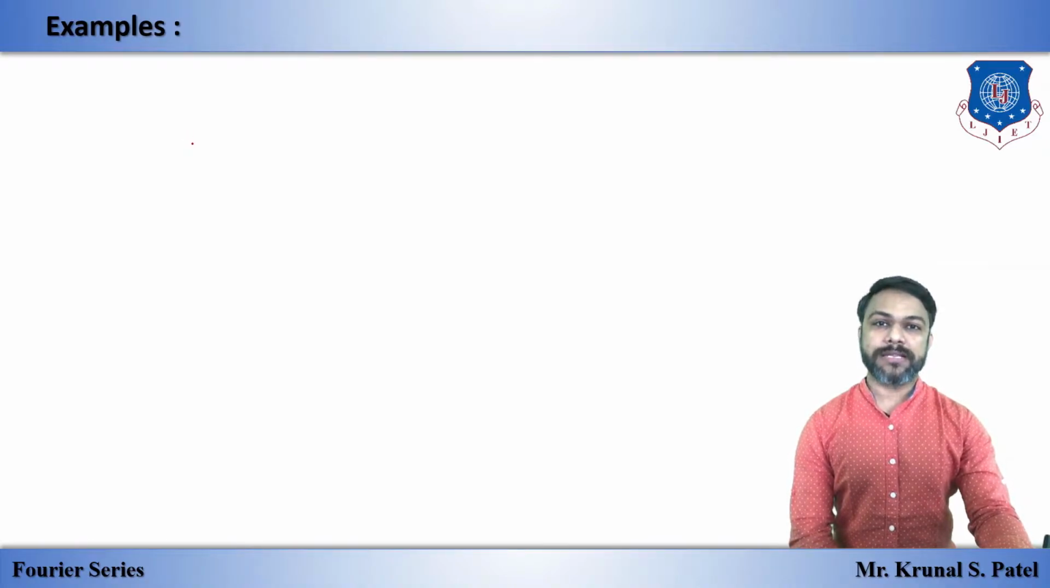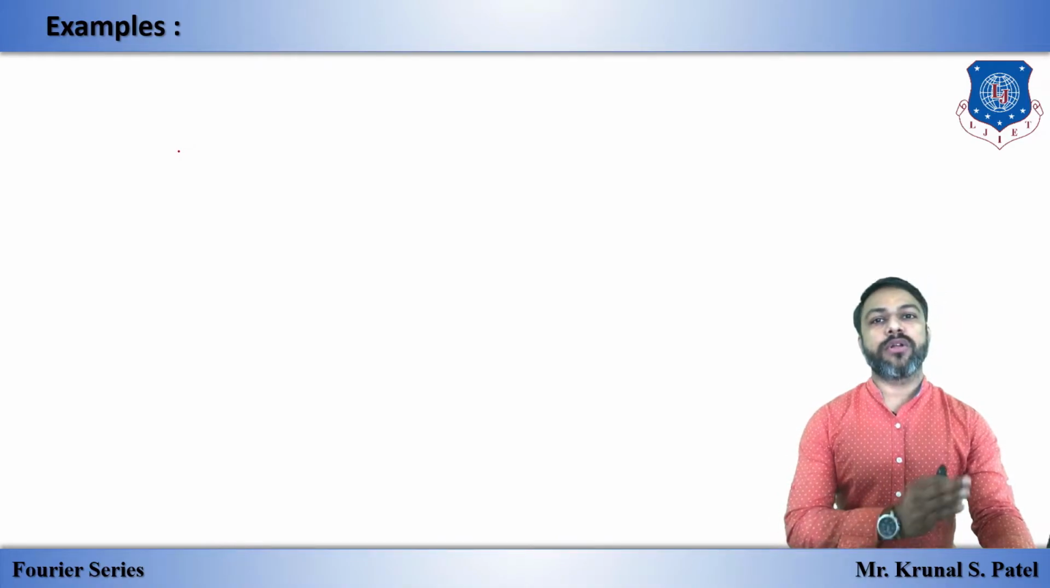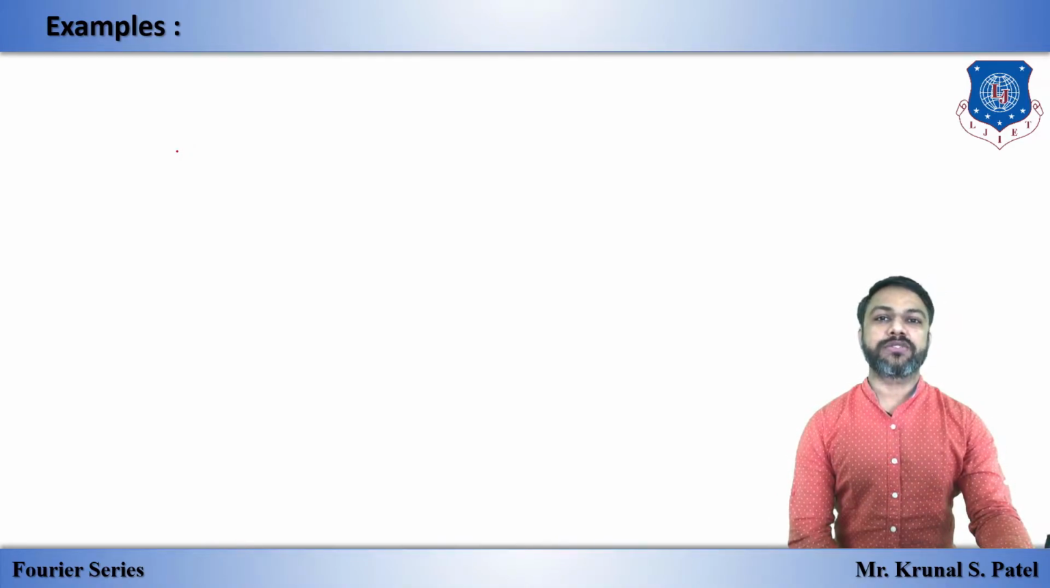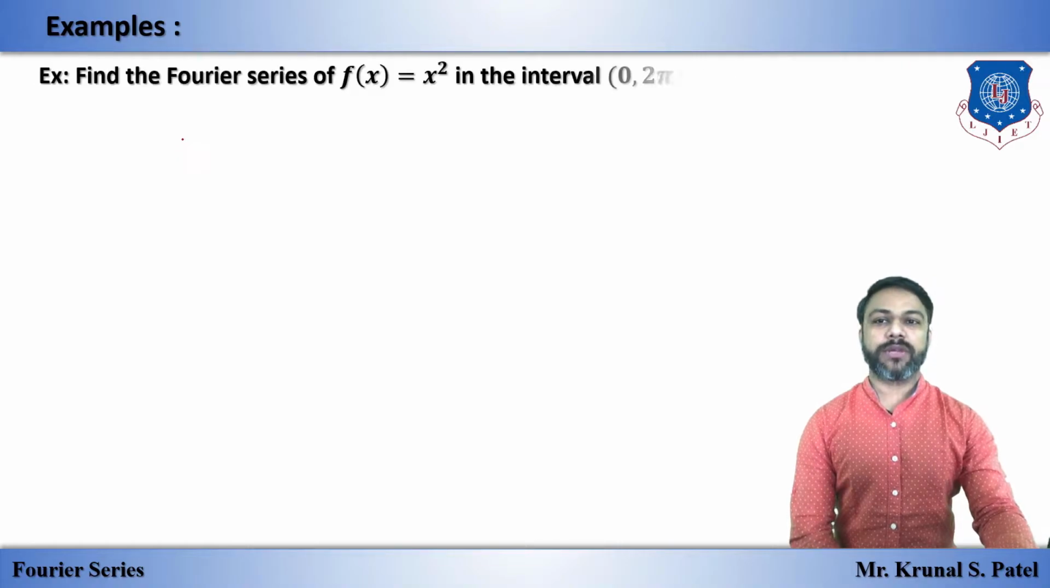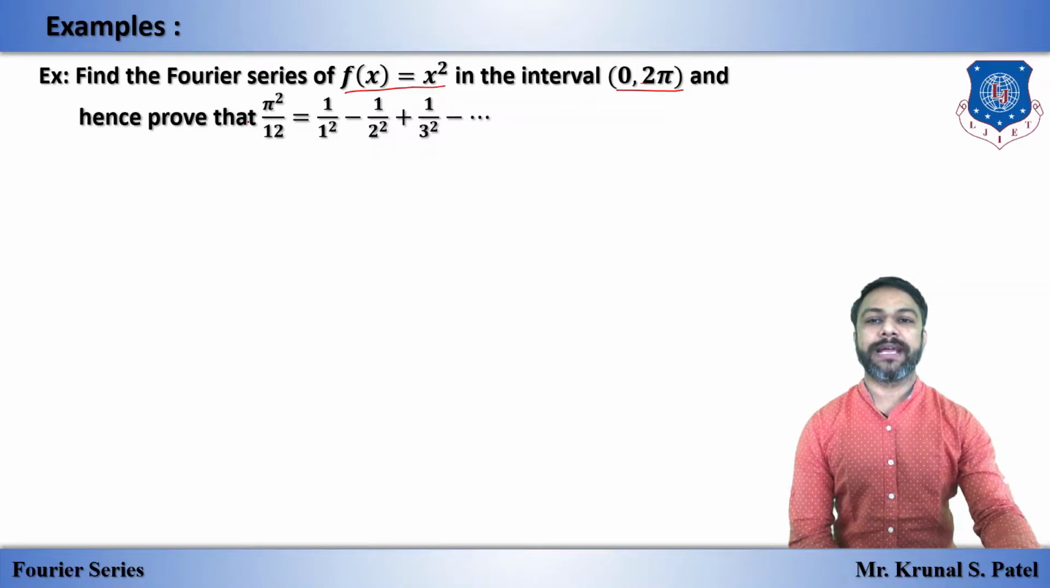Let's start with the very first example of Fourier series. Pay more attention: if you understand the steps of the first example, then all the following examples will be easy for you. The example is: find the Fourier series of f of x equal to x square in the interval 0 to 2 pi, and hence prove that pi square by 12 is equal to this.